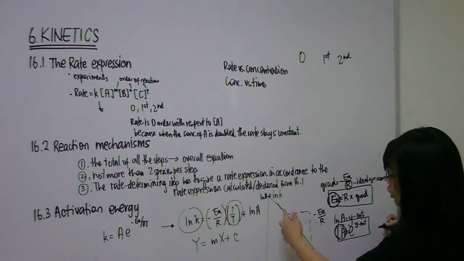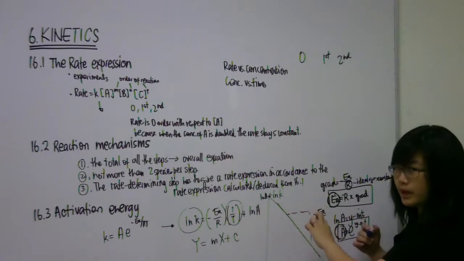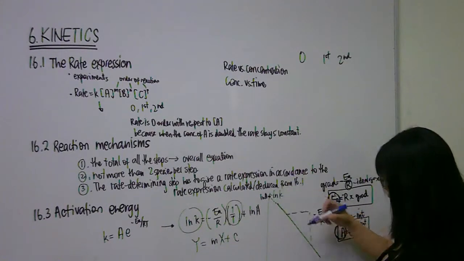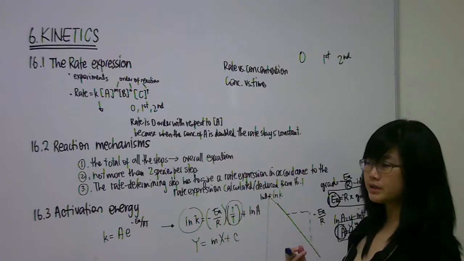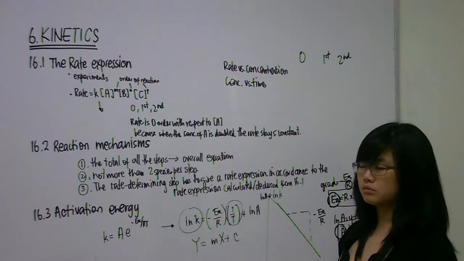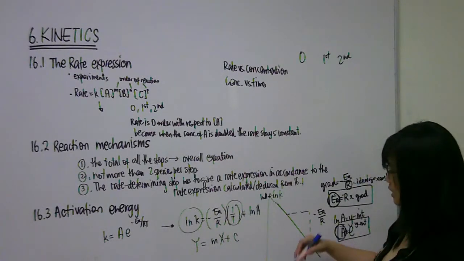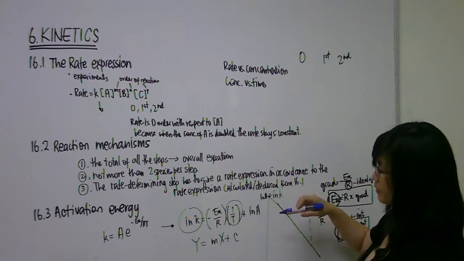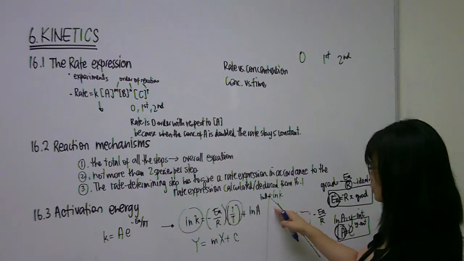On top of that, your line can never cut the y-axis. In order to get the y-intercept, you need to extrapolate, because the x-axis is 1 over T. You can never get a 0 in a reciprocal, because your temperature, well, it's always positive anyway, but you can never get 0 for 1 over T. So you always stop here in the middle, and you have to extrapolate to get ln A. The extrapolation is very reasonable because this is a straight line graph.